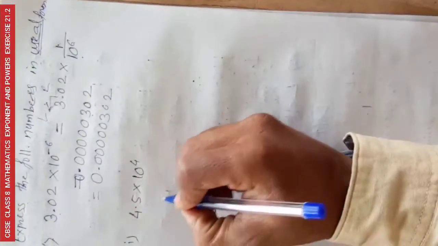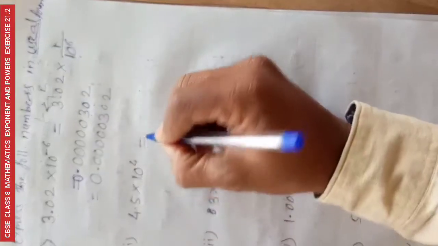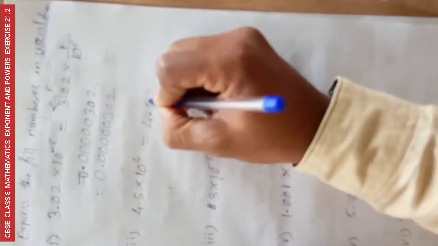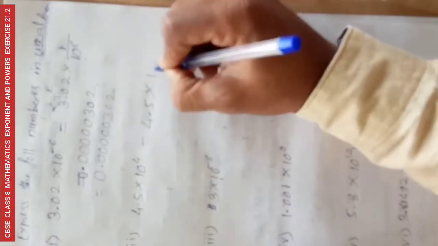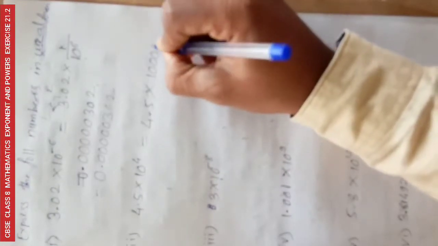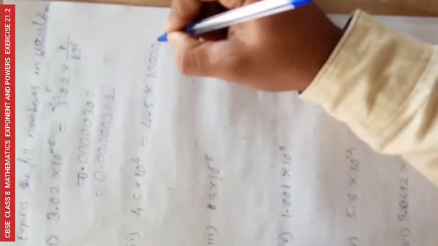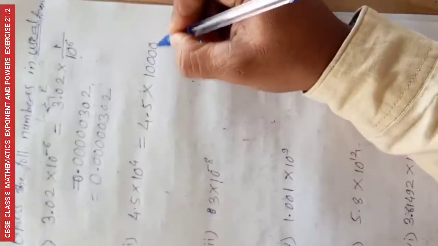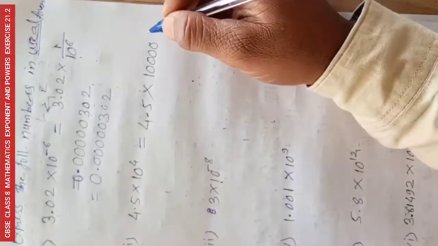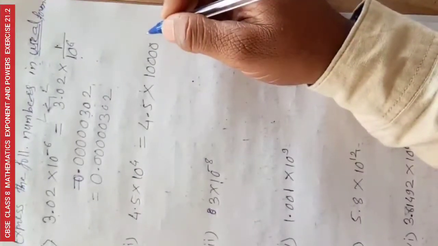Now in the next part, 4.5 into 10 raised to the power 4. 10 raised to the power 4 means 1, 2, 3, 4 zeros. This is the value, that is 10,000. That is 10 raised to the power 4.